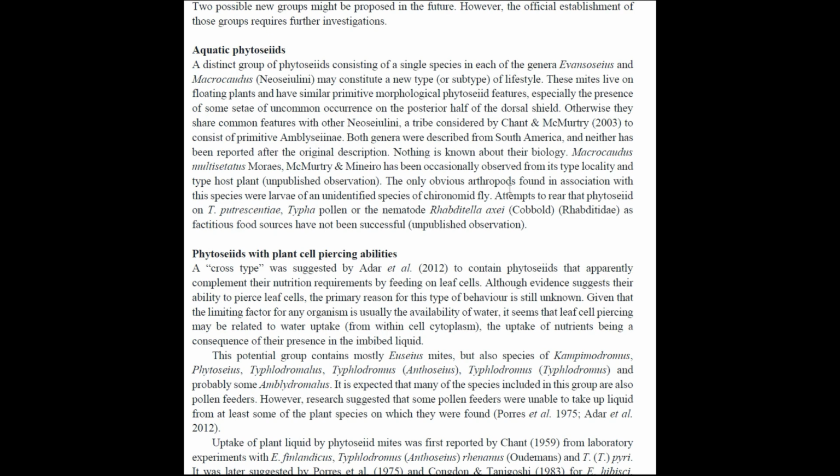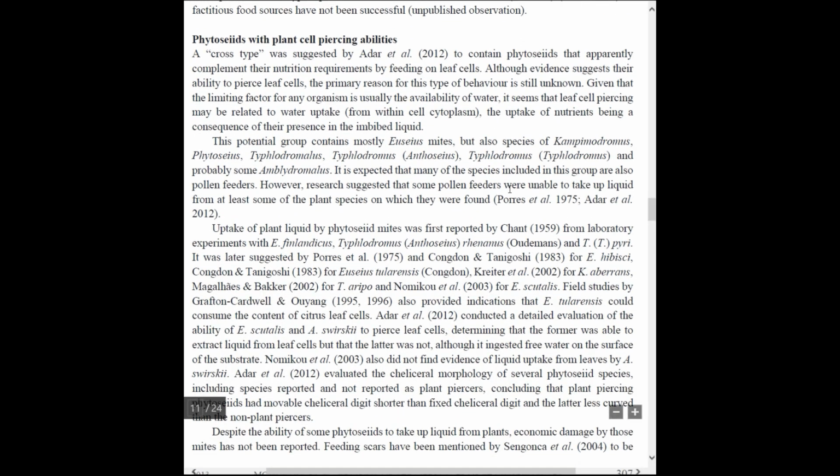Again, things can change. Some new species may be found, discovered, and reared to affect maybe pests that live in agricultural rice crops, where they use rice paddies, or they might be helpful in getting rid of mosquitoes. Who knows? Although I doubt that on the larvae for mosquitoes, they're pretty fast. Phytoseiids with plant cell piercing abilities is the latter group, and I'm going to just read the first two paragraphs here.